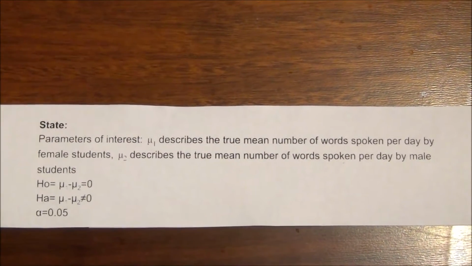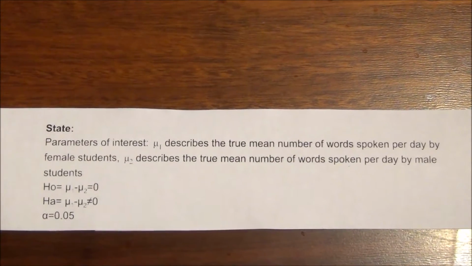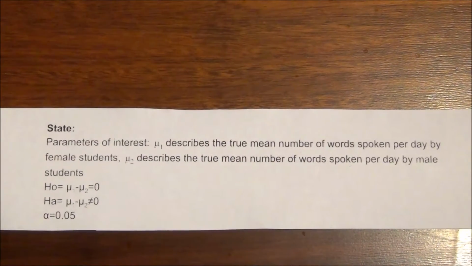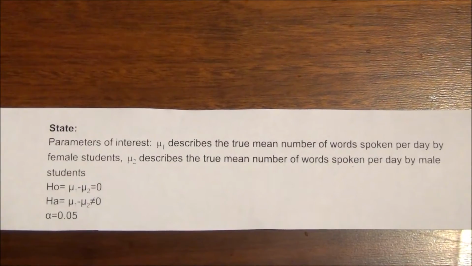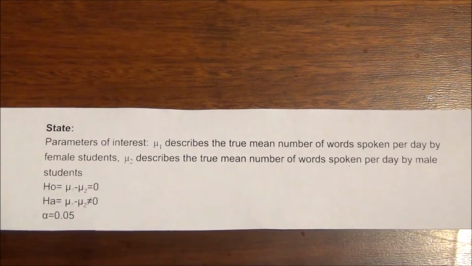Our null hypothesis is that the mean number of words spoken by males and females are equal, and our alternative hypothesis is that they are different. Make sure to define your variables according to the context. Our level of significance will be set to 0.05.